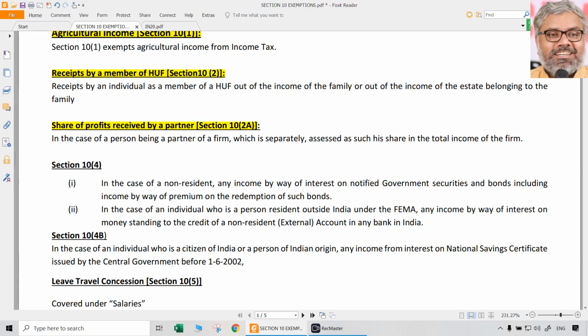Naturally, the person who is a partner of a firm is separately assessed. So his share in the total income of the firm is exempt, and the firm itself is separately assessed. Because of that, share of profits received by a partner from a partnership firm is exempt in the hands of that individual partner. Naturally, when profit is exempt, loss also cannot be considered. Whether it is profits or losses, as a share of profit or loss from the partnership firm, it has to be ignored while computing the total income of the individual partner.